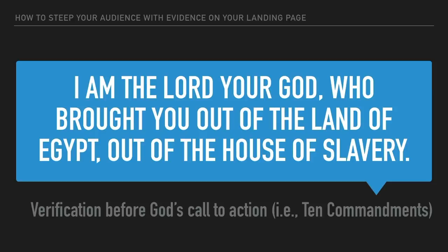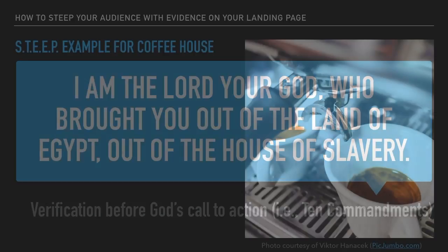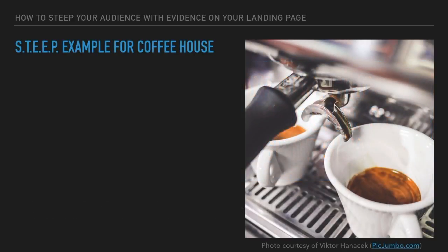So let's see some examples of what STEEP would look like for our local coffee house. So first we could show some scientific metrics. We could show how studies show coffee is good for you. Now, those studies are debatable. There will be studies that show it's good for you. Other studies show it's bad. Since we're promoting coffee, we're going to go with the ones that say it's good.